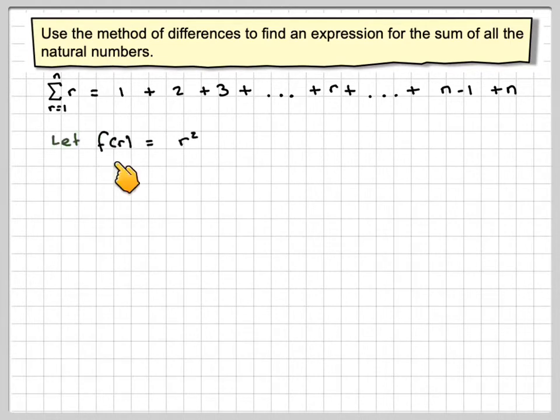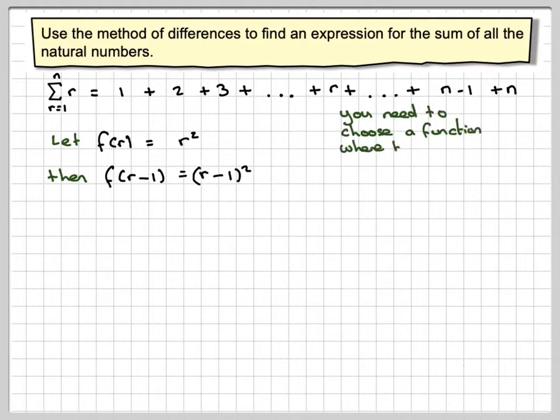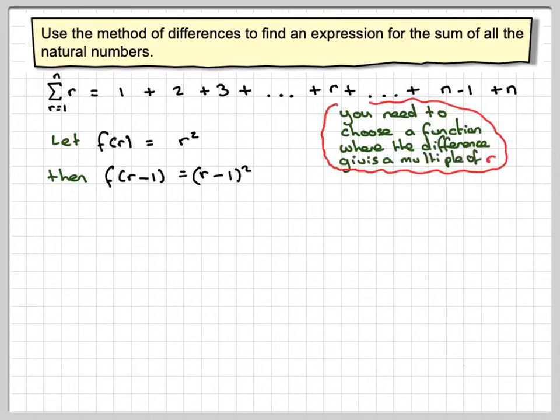Alright, so let f of x be equal to x squared, and then f of r minus 1 will be r minus 1 all squared. You just need to choose a function such that when you work out the difference, you get a multiple of r. So these are not the only functions that you can use with this method.